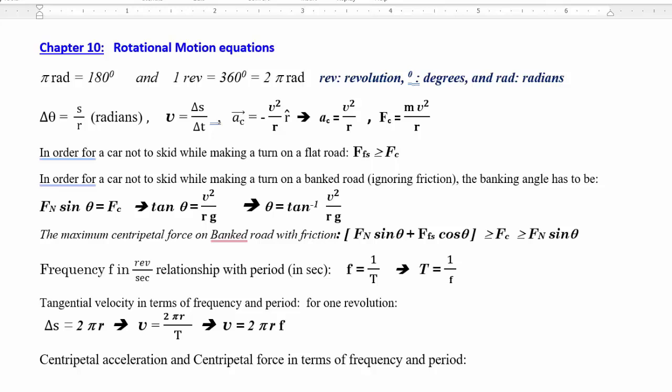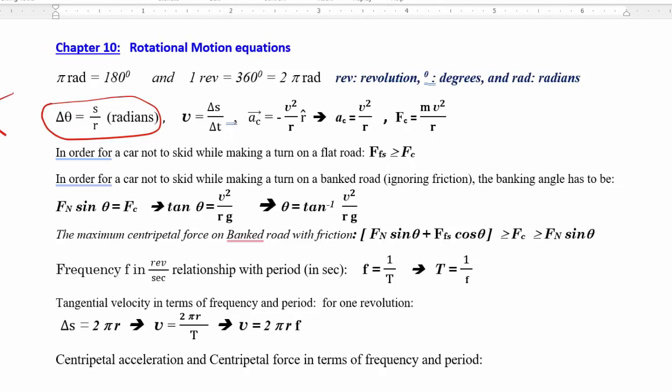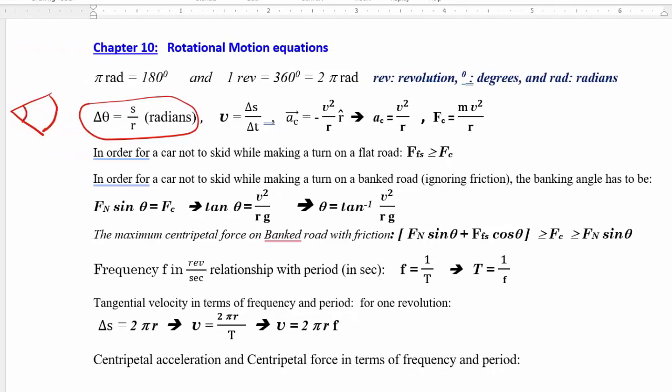Now those are related to each other based upon this equation. One revolution is 360 degrees and one revolution is also 2 pi radians. Now when we deal with arc length, we are dealing with radians. So for example, the length of this arc is related to the angle in radians. And this arc S is equal to the radius of the circle times the angle in radians, where this length here represents the radius of this circle, assuming this is a complete circle here.